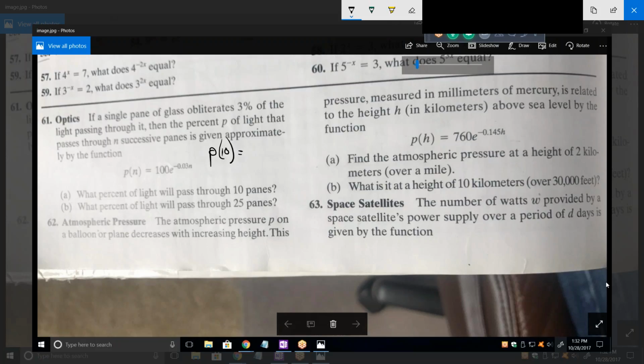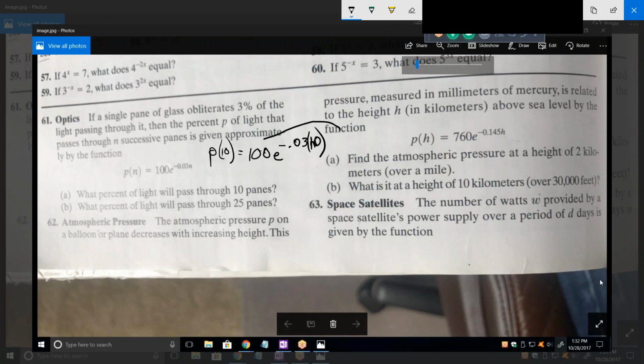How do I get to P of 10? Don't you just sub in the 10 for n? Exactly. In other words, whatever's in the parentheses, you substitute in for the variable. And the only variable here is n. E is not a variable. It is a number. It's 2.71. It's like pi. It's not a variable. Okay? So P of 10, I'm going to substitute 10 for n.